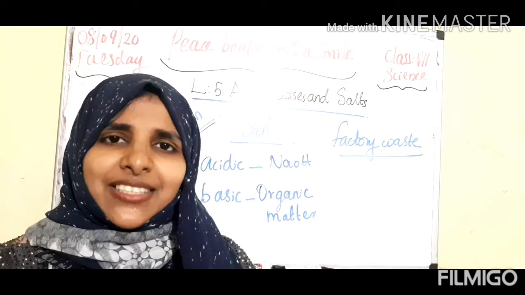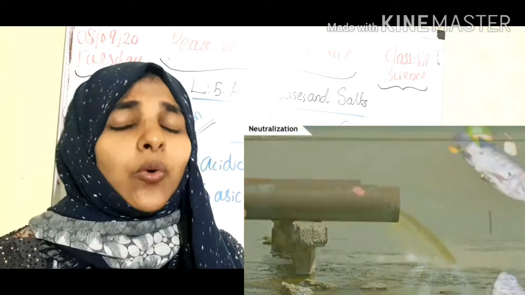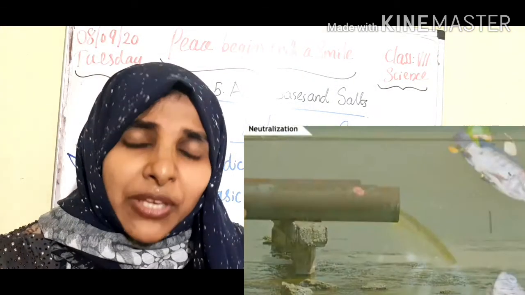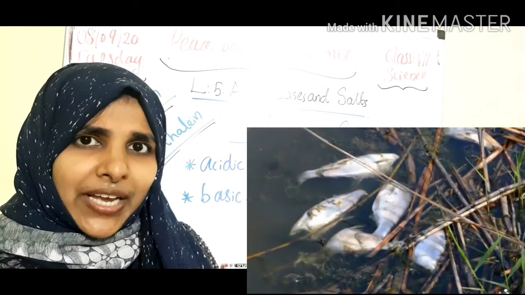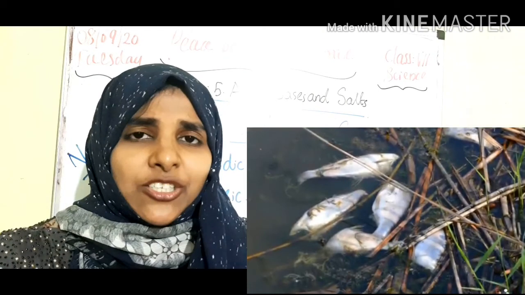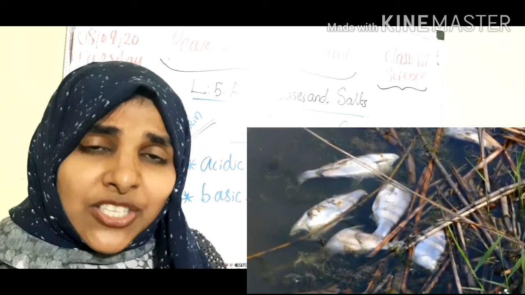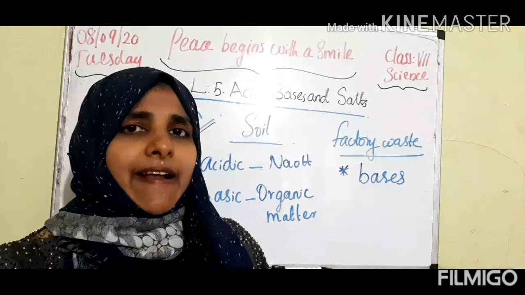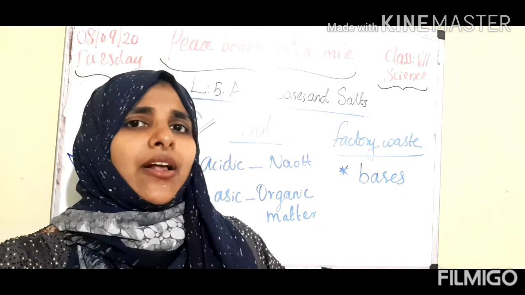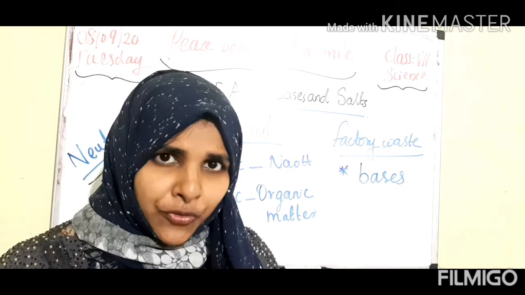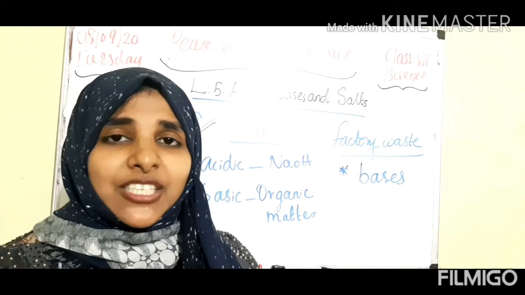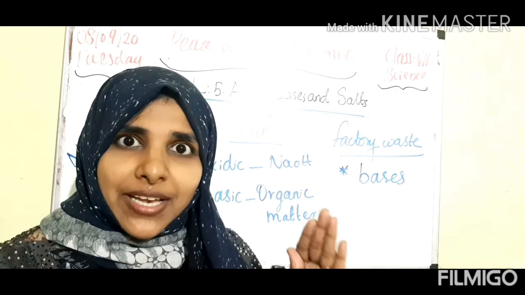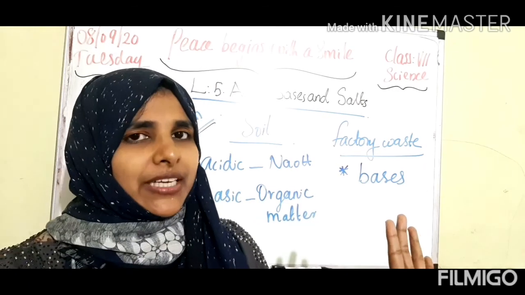When we are discharging factory waste into a water body, what will happen? Too many organisms are killed by this factory waste, right? Because it is acidic in nature. So before discharging the factory waste into the water body, we have to use some bases for neutralization. Then only it will be maintained. Is it clear to all of you? So acid base is very important, and the neutralization process is very important in our daily life.